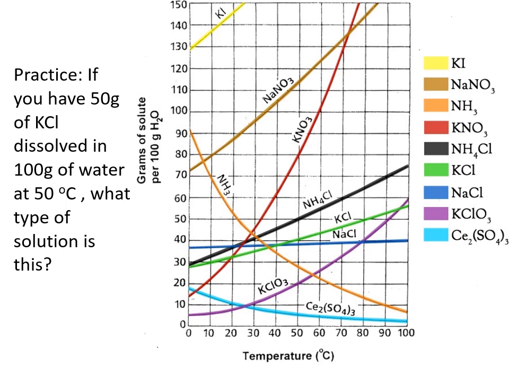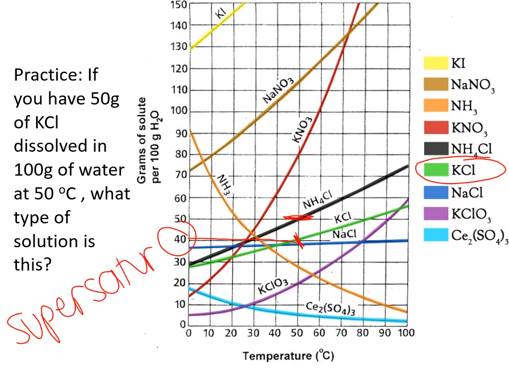So if I have 50 grams of KCl dissolved in 100 grams of water at 50 degrees Celsius, what type of solution is it? So KCl is the green one. Looking at 50 degrees, it is right here, which is about 40 grams. So if I had 50 grams actually dissolved, that is here. That is above my line, so that's a supersaturated solution because I have more dissolved than I should. And remember, that's for KCl, so we're just looking at that green line.